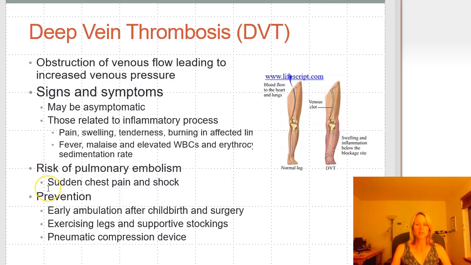There are some preventative measures that can help prevent the development of deep vein thrombosis. Ambulation after childbirth or surgeries, exercising legs, like I mentioned on the plane flights, supportive stockings or TED hose, or some type of pneumatic compression device. They do these a lot after various surgeries.